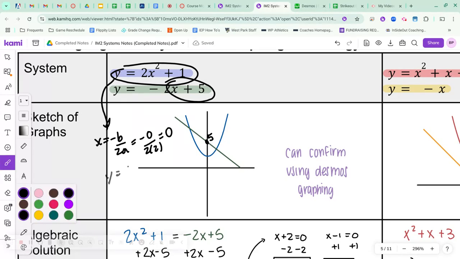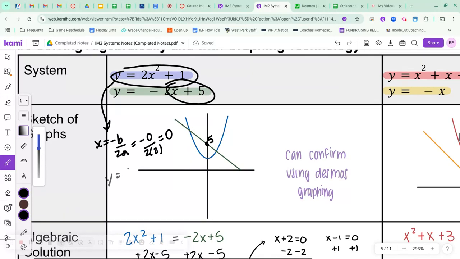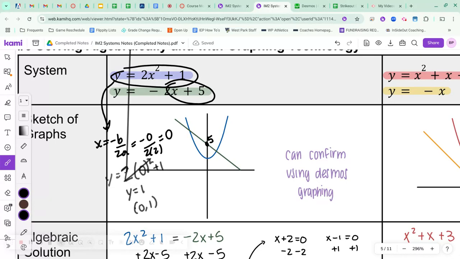Sorry, let me change the transparency a little bit. And you plug that back in, and we get 2 times 0 squared plus 1. Those just wipe out, so y is equal to 1. What you just determined is the vertex is at (0, 1), which also happens to be the y-intercept, and it opens up. So this is just a basic sketch.